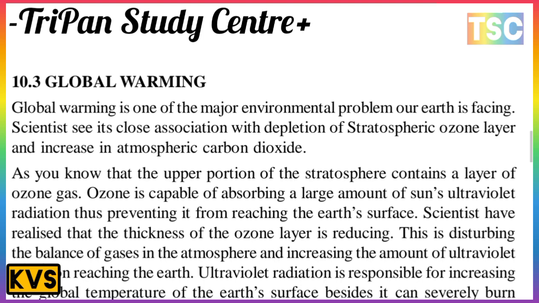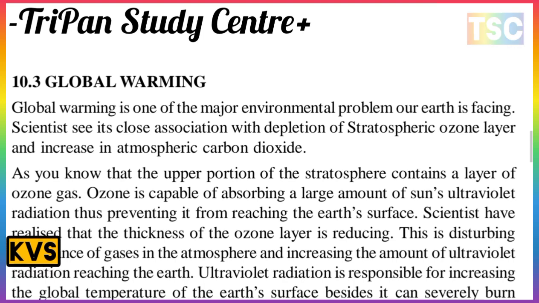As you know, the upper portions of the stratosphere contain a layer of ozone gas. Ozone is capable of absorbing a large amount of the sun's ultraviolet radiation, thus preventing it from reaching the Earth's surface. Scientists have realized that the thickness of the ozone layer is reducing, and this disturbance of the balance of gases in the atmosphere is increasing the amount of ultraviolet radiation reaching the Earth.